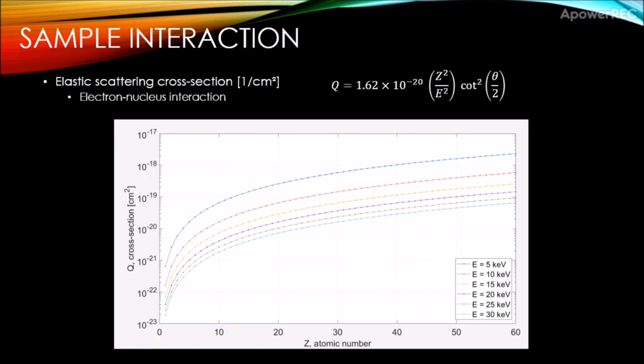The equation for cross-section can be seen on top of the graph. The cross-section Q is inverse proportional to the incident energy squared, and it's proportional to the atomic number squared. Theta is the scattering angle.